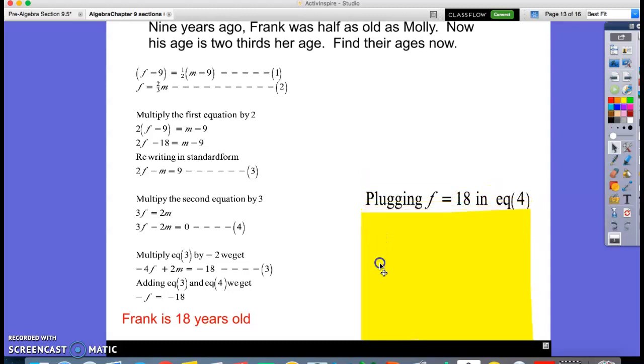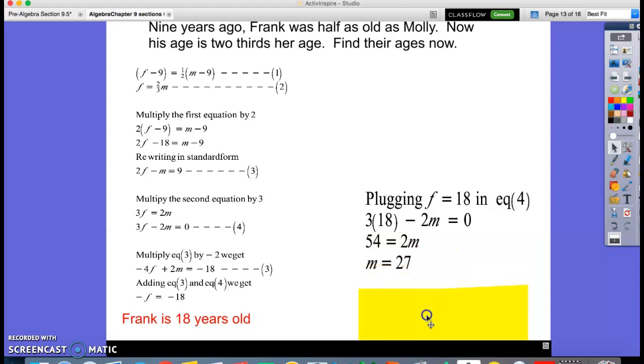So Molly, plugging F equal to 18 in equation 4. You can plug it in any equation. I just chose equation 4. So we get 3 times 18 minus 2M equal to 0, or 54 equals 2M, or M equals 27. Now how do I check it? So Molly is 27 years old.